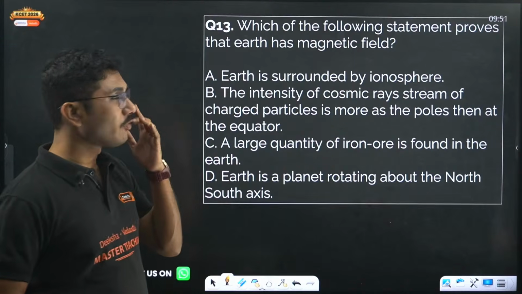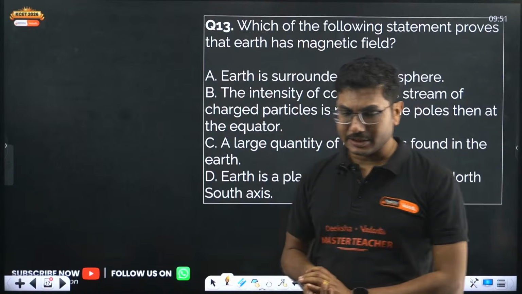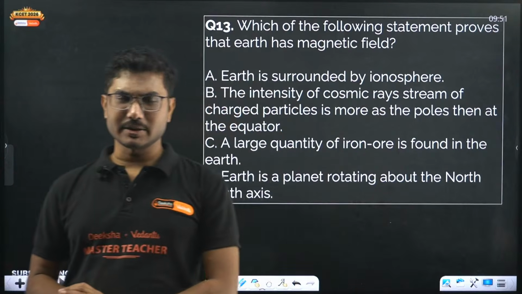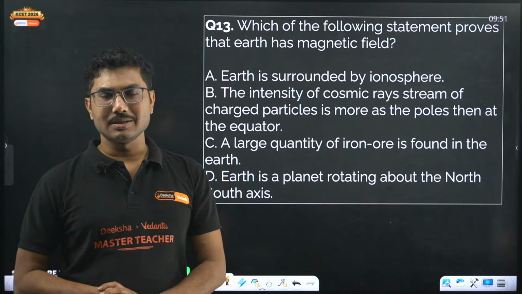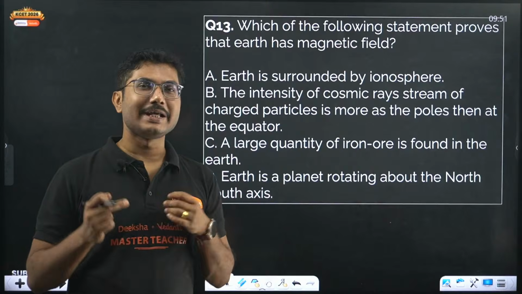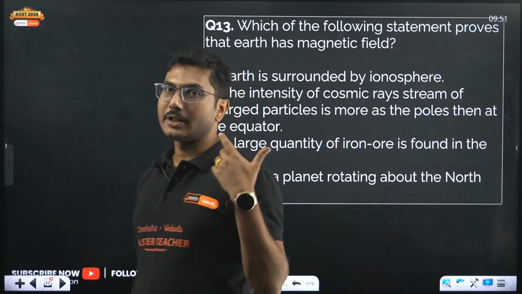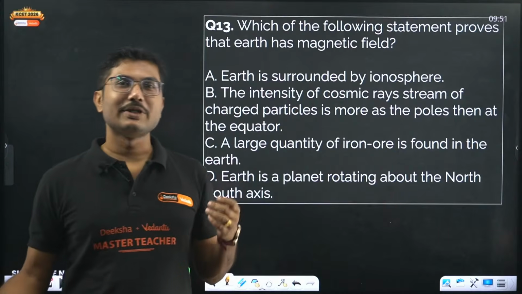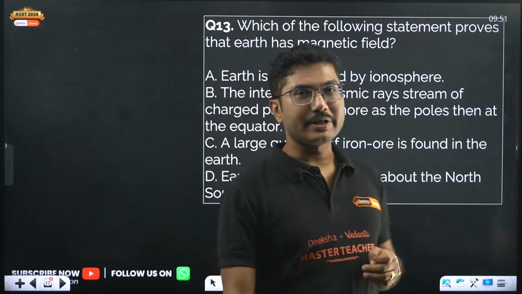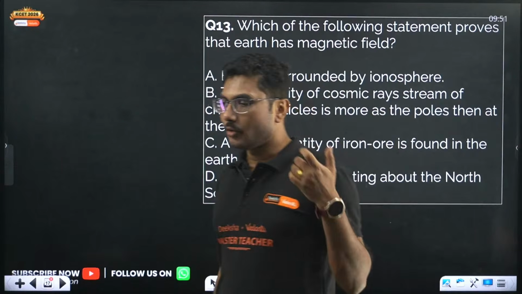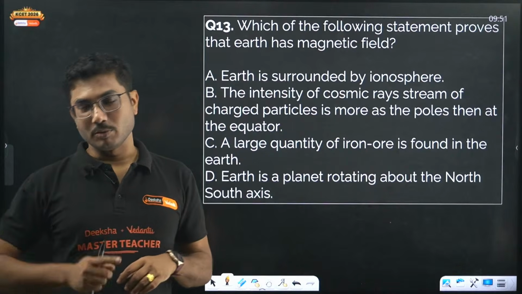Now, the intensity of cosmic rays. What is a cosmic ray? A cosmic ray is basically a very high energy charged particle. They are moving very fast, and when they enter the Earth, because moving charged particles have their own magnetic field, they react with the magnetic field of Earth. So they either get attracted or repelled. If they are moving such a way that they get attracted to the North Pole, they go towards the North Pole. If they are repelled by the North Pole, they go towards the South Pole because they are getting attracted by the South Pole.